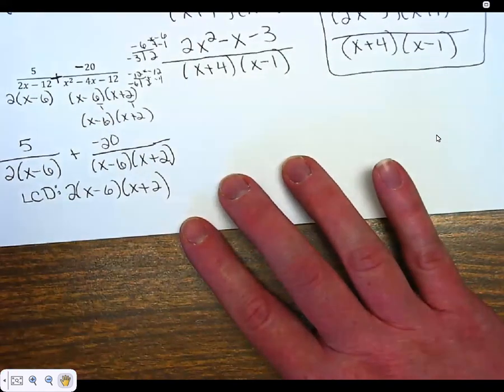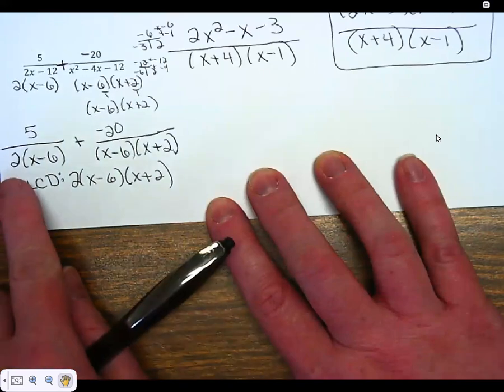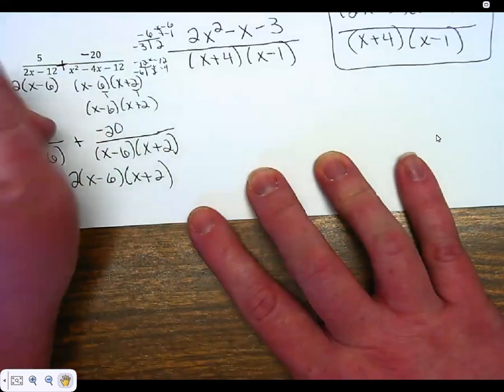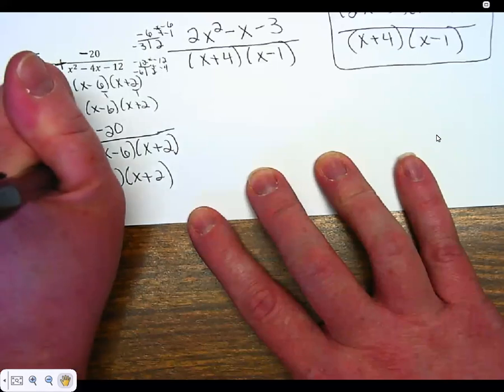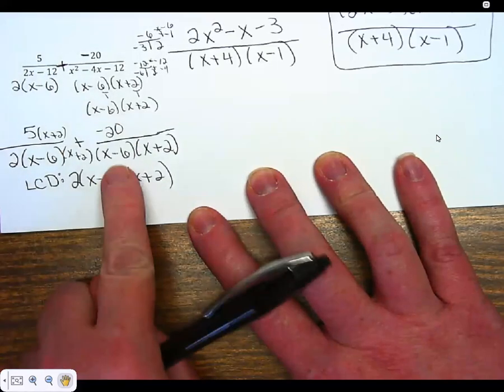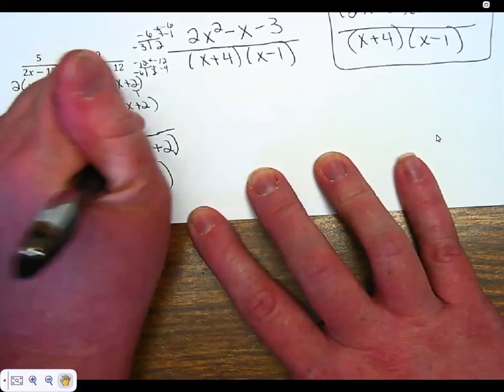Okay, so now you need to multiply everything by what it's missing. So this term has the 2 and the x minus 6. It's missing the x plus 2. So you're going to put it into the top and the bottom. -20 has the x minus 6 and the x plus 2. It's missing the 2. So we're going to put in the 2.